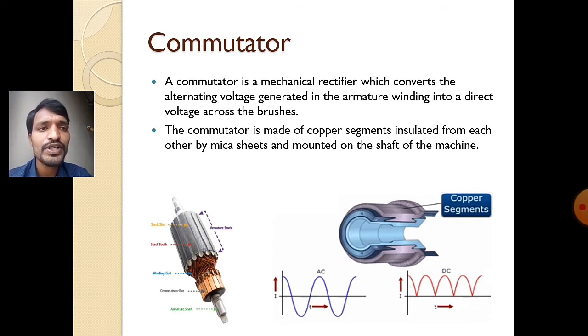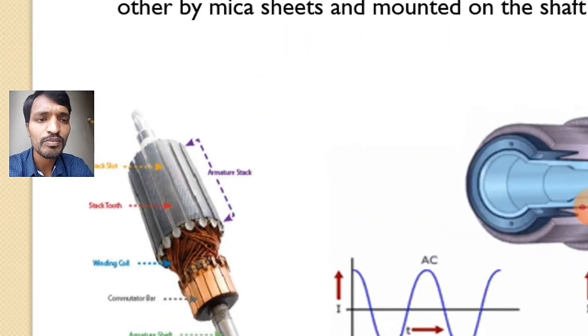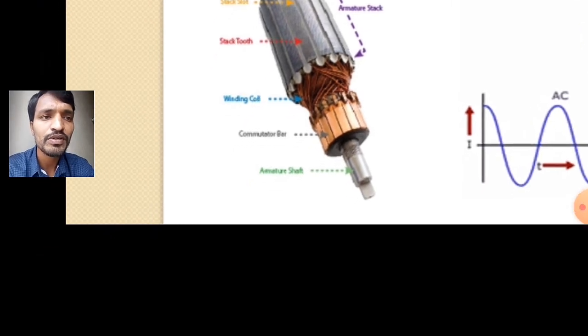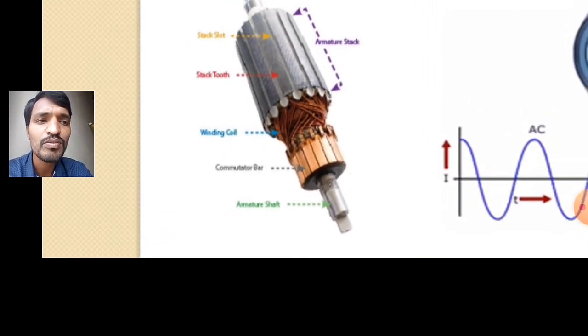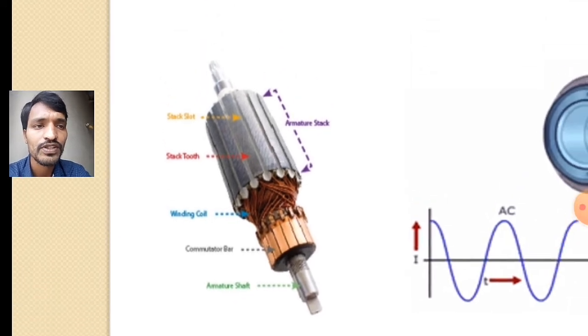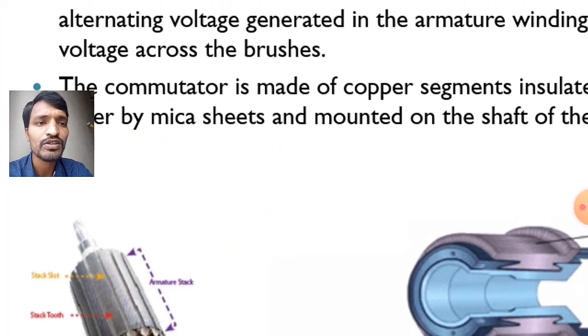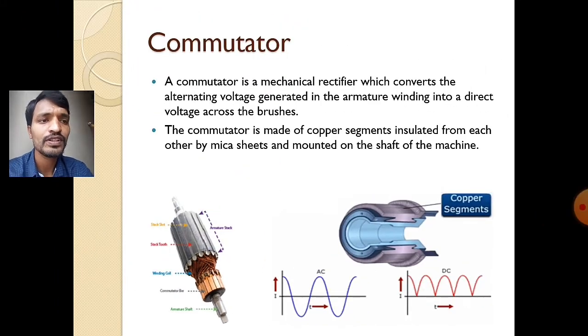The commutator is made up of copper segments insulated from each other by mica sheets and mounted on the shaft of the machine. You can observe here the thin copper segments. The commutator is made up of copper segments, which are placed on the shaft. Next, this commutator is insulated by mica sheets. Mica material is the insulator in this commutator.